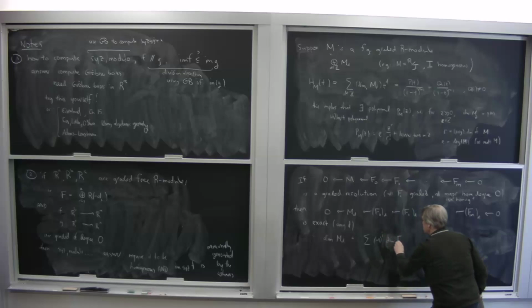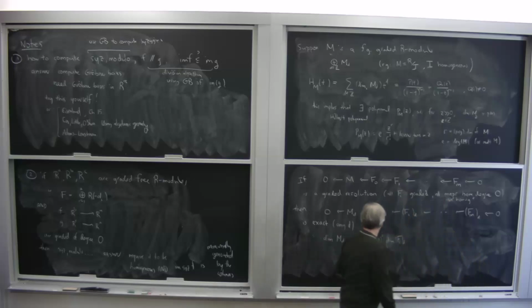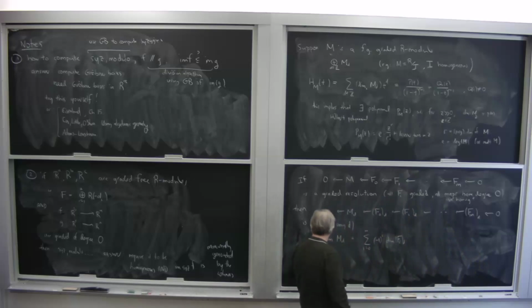Fi in degree D. That's going to be the case for i equals 0 to m. And therefore, the Hilbert series of M is equal to the sum of (-1) to the i times the Hilbert series of each of the terms, F sub i. So this is of T, this is of T, and this is i equals 0 to m.